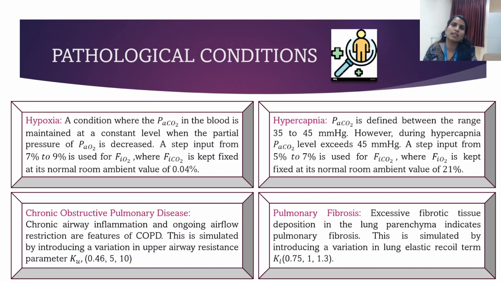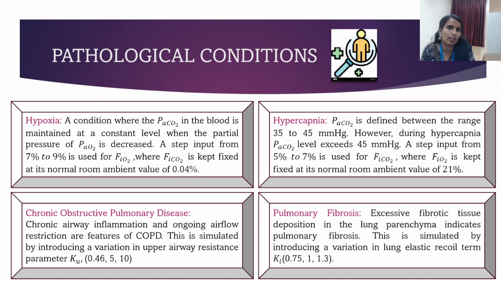Similarly, in lung disorders like chronic obstructive pulmonary disorder, there is an obstruction in the airway structure. Mathematically, we have simulated this using the upper airway resistance equations. In these equations, there is a parameter called Ku. When we vary Ku, the upper airway resistance also varies, creating an obstruction to the upper airway. By varying Ku, we can analyze different levels of COPD.